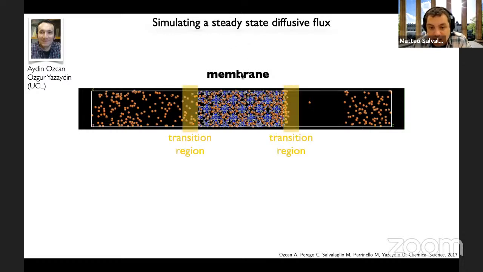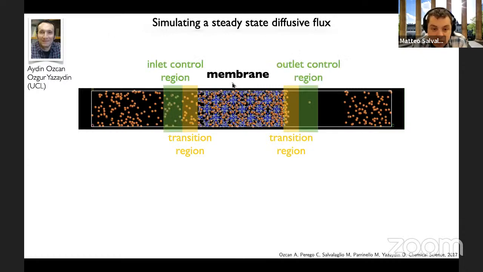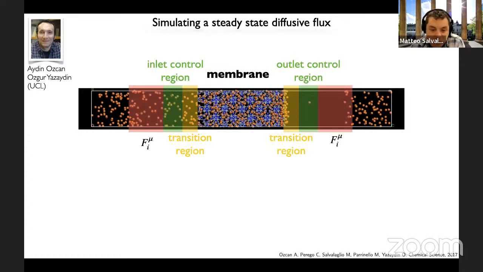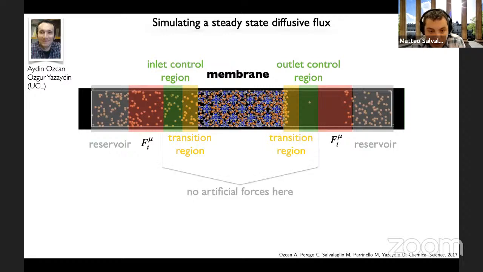So we have, again, a membrane, a transition region where the concentration relaxes to the bulk volume, the controlled regions where we are modeling a simulated bulk mimicking open conditions. But in this case, we have an inlet and an outlet control region. So we have two control regions which have two different target concentrations. And then we are applying the forces as usual, and we have a reservoir. So in this case, we have no artificial forces in this internal region of the system. And within this region, the diffusion process is completely dictated by the difference in concentration that is observed across the membrane.